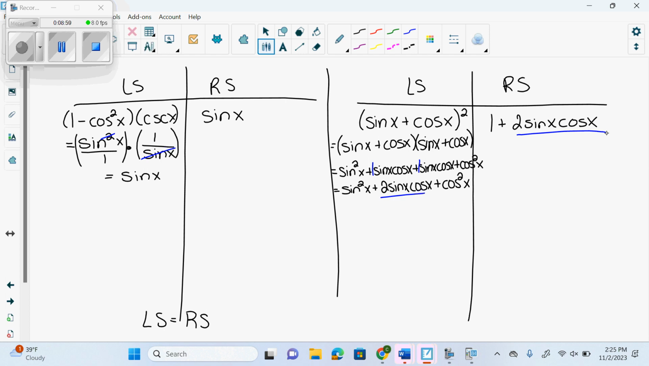What is sine squared x plus cos squared x? I could rearrange this if you'd like. Sine squared x plus cos squared x plus 2 sine x cos x. It's 1. So I'm left with 1 plus 2 sine x cos x, which is left side equals right side.